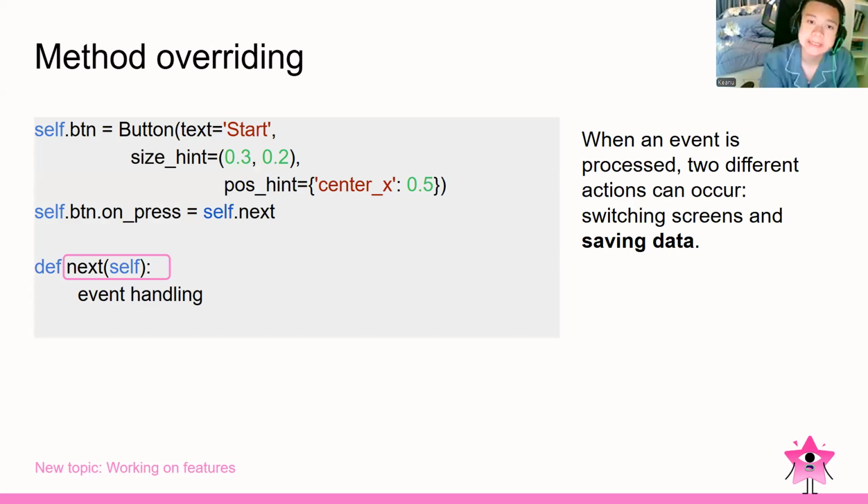For the method overriding, we have the function names next on here. So when an event is processed, two different actions can occur: switching the screens and also saving the data. On here, you also have the self button for the button itself, and also the text start for the button text, and also the size for the text, and also the position for this one. And when the button is pressed, it will go for self.next. So that means it will go to the next slide when we click this button.